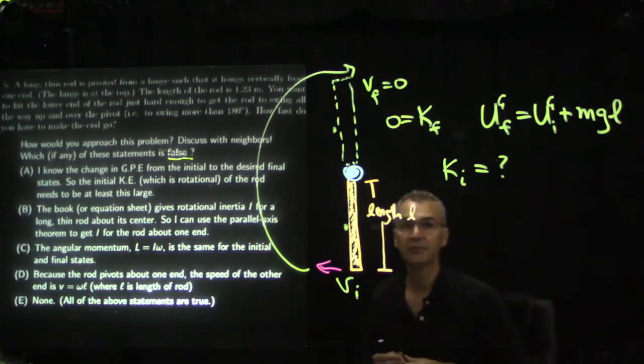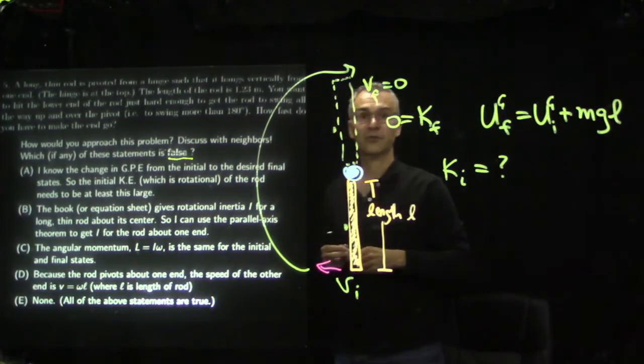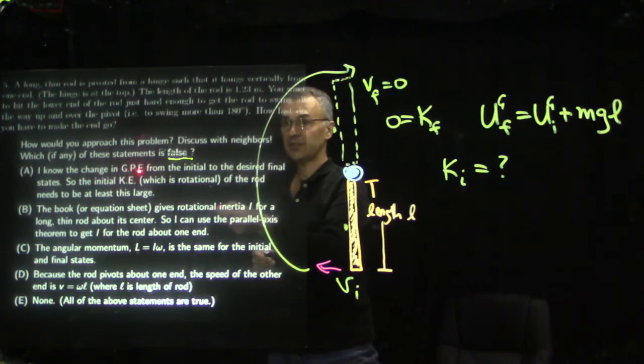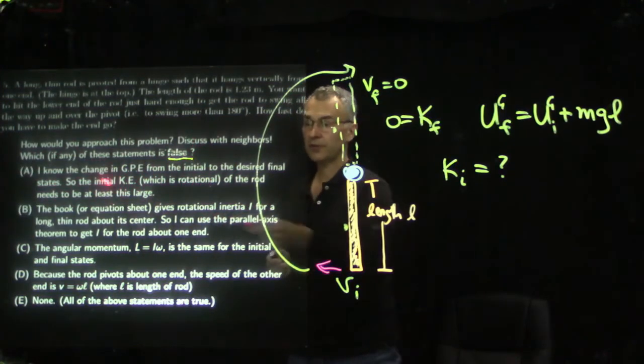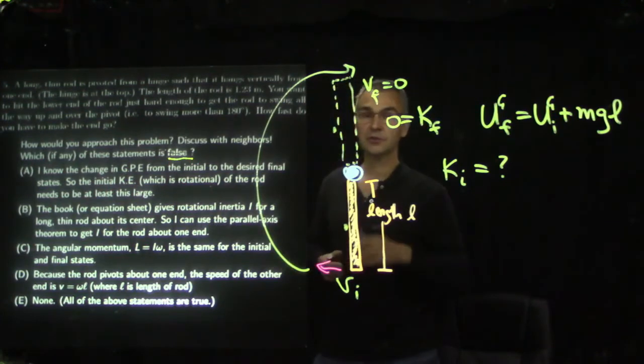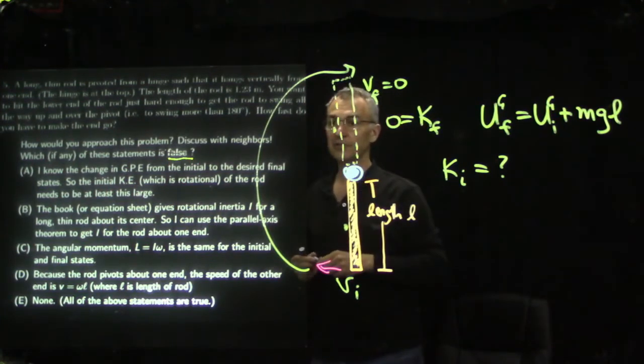We have a list of statements here. I guess we're supposed to find one which is false. I know the change in gravitational potential energy from initial to the desired final state. So the initial kinetic energy, which is rotational, of the rod needs to be at least this large. Well, I think A is a true statement, except that is it rotational or is it rotational plus translational? And we could answer it both ways, it turns out.